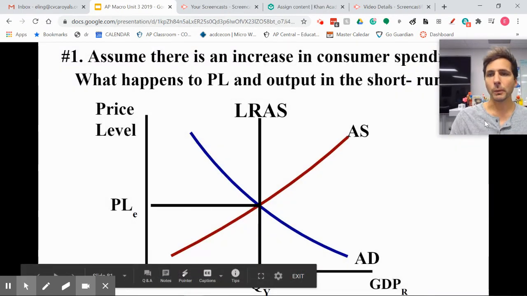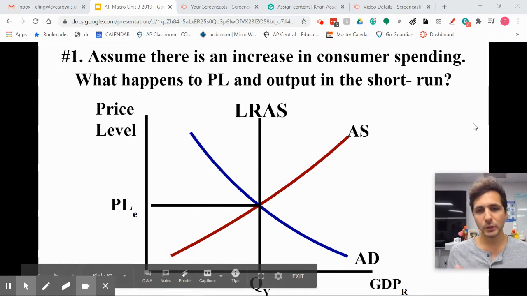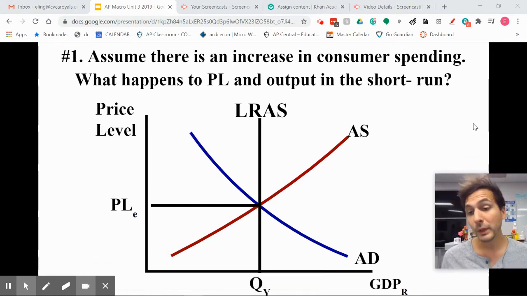Okay, let's check it out. So we are currently at full employment GDP. How do we know? Well, we know because aggregate demand and aggregate supply are intersecting on long run aggregate supply. Triple intersection, that's where we want to be. What if consumers increase consumer spending? What's going to happen? Well, we know that aggregate demand is made up of four elements: consumption, investment, government spending, net exports.